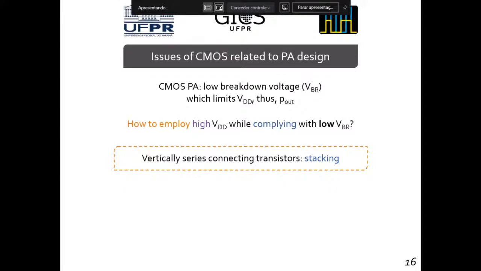One way to do so is to employ vertically series connected transistors, a technique called stacking. As will be discussed later, stacking allows each of the series connected transistors to share a high supply voltage and thus to achieve a high output power while still complying with the low breakdown voltage.